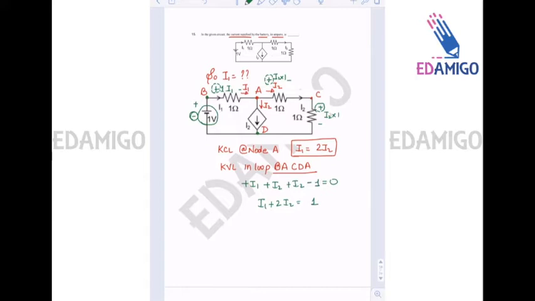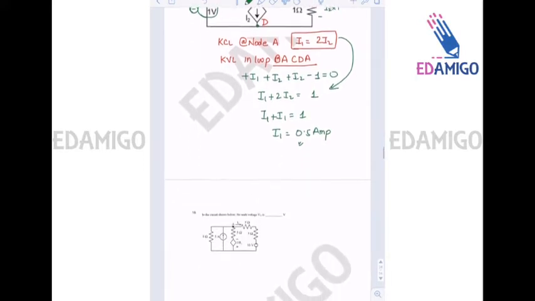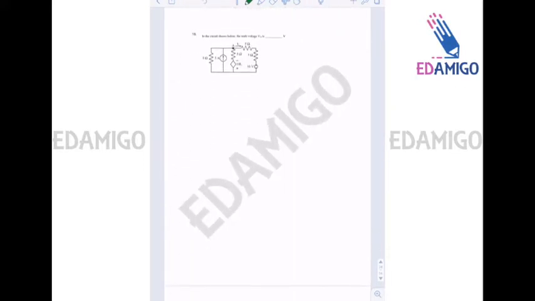We have to find I1, right? So we will replace I2 by I1 from this equation. I1 plus I1 is equal to 1, so I1 equals 0.5 amperes. Okay, so that's a very simple question. Now let's do another question here.